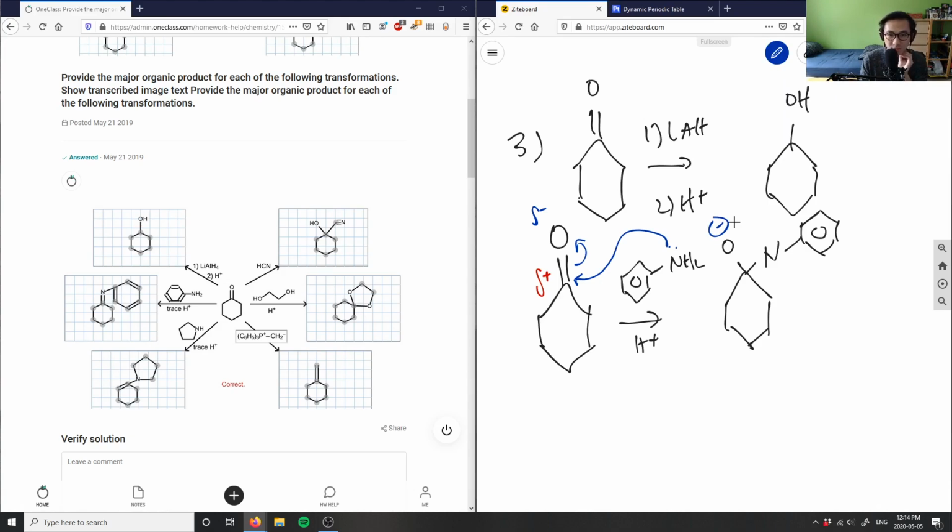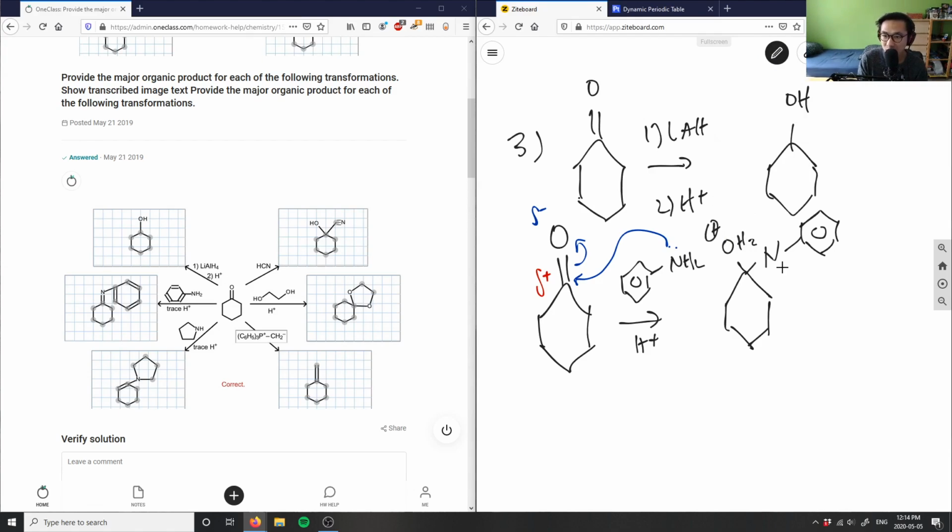And then what it's going to do again, the H plus is going to protonate this O minus, sorry, not OH2, and it's going to become OH2 here. So I'm just kind of skipping steps here, but this is OH2.